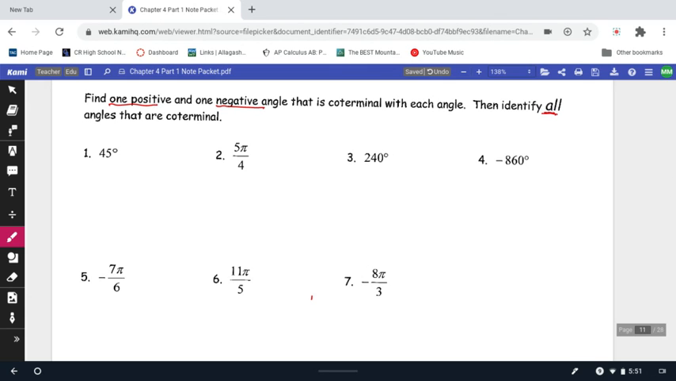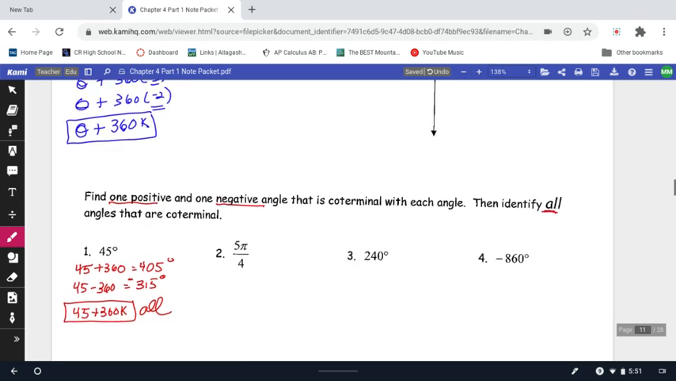So if I did 45 degrees, I would do 45 plus 360, and that would be, what is that, 405? 405 degrees would be coterminal. If I did 45 minus 360, which is negative 315 degrees, I'd get a coterminal angle. If I want all of them, 45 plus 360 times k. Okay, and that gets you all of them.